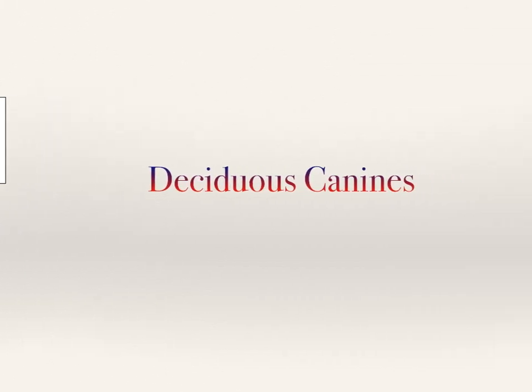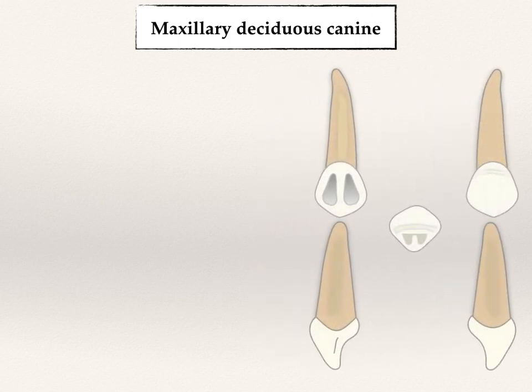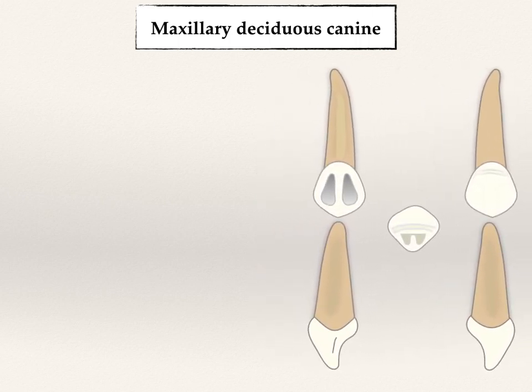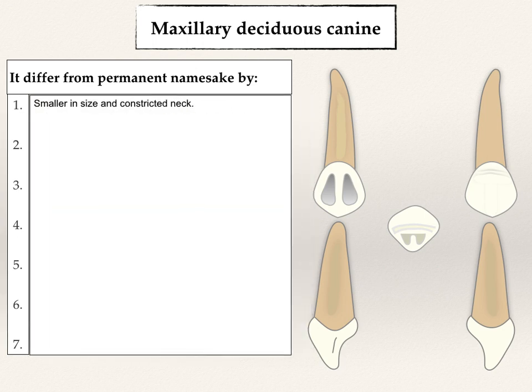Deciduous canine. Maxillary. It differs from its permanent namesake by being smaller in size and having a constricted neck. The labiolingual dimension is greater than the crown length. Crown length is the blue arrow and the labiolingual dimension is the red arrow.